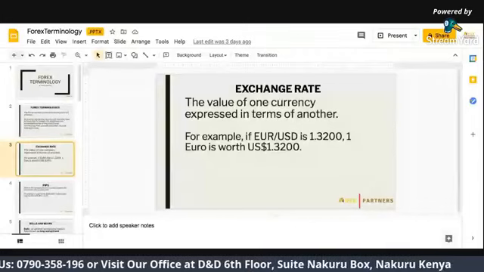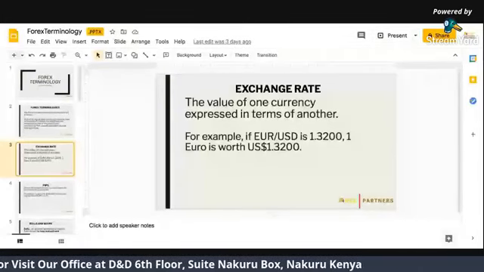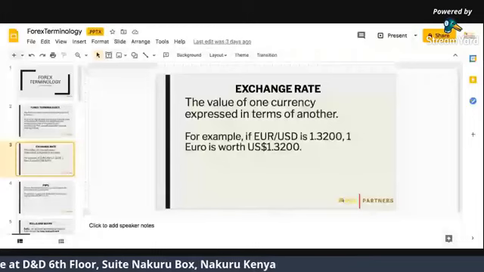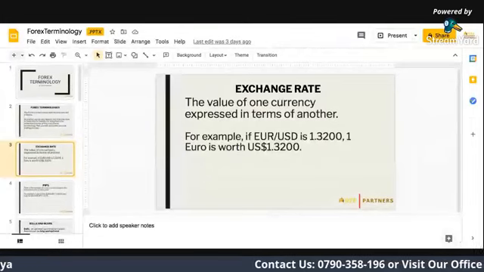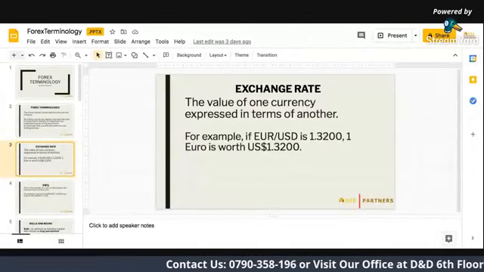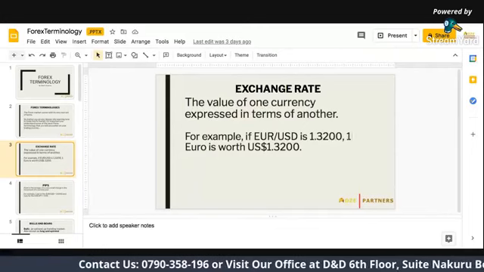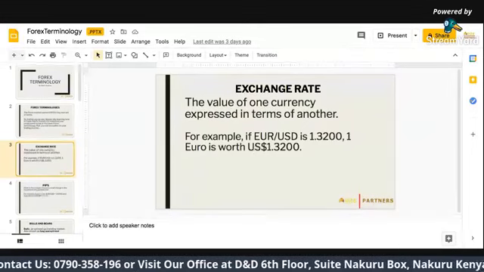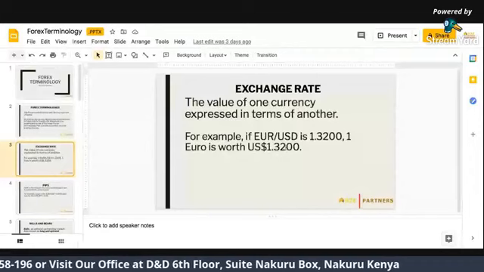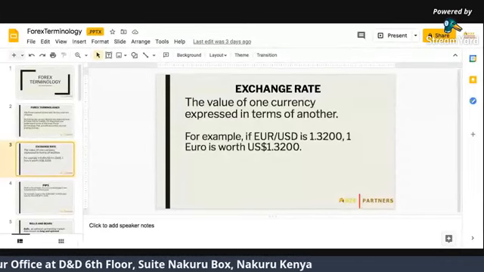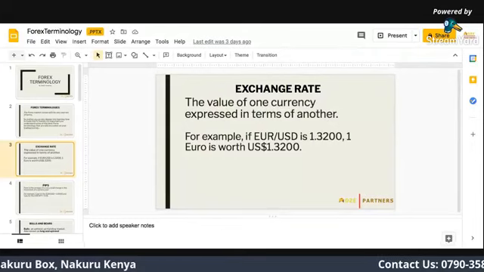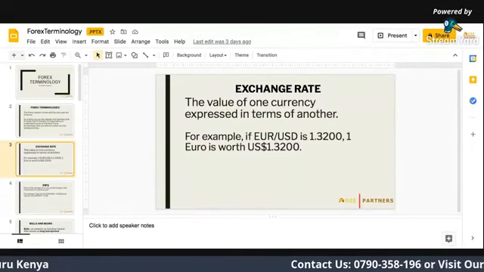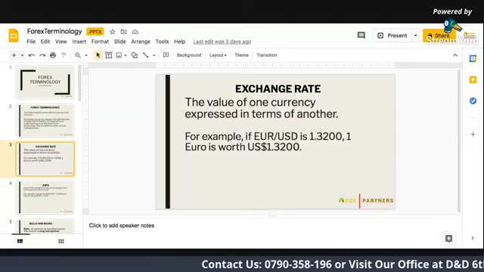A good example is Euro USD. We covered currency pairs in the previous topic. So Euro is the base currency, USD is the quote currency. So Euro USD is at a price of 1.32. This basically means 1 euro is worth 1.32 US dollars. So if you have 1 euro, you have 1.32 US dollars. In this case, euro is stronger as compared to the US dollar.